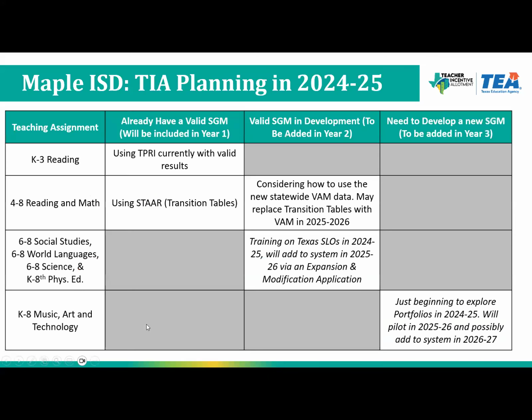So here's an example from Maple ISD. Maple ISD is ready to include in year one. They're a new district. They're ready to include K-3 reading because they already use TPRI. They love it. They have valid results. K-3 reading, they're in. They also are really feeling confident. This is a K-8 district. They're feeling really confident using reading and math 4-8 with the STAR transition tables. They're ready to include that in year one. They may consider how to use the statewide VAM data going forward.